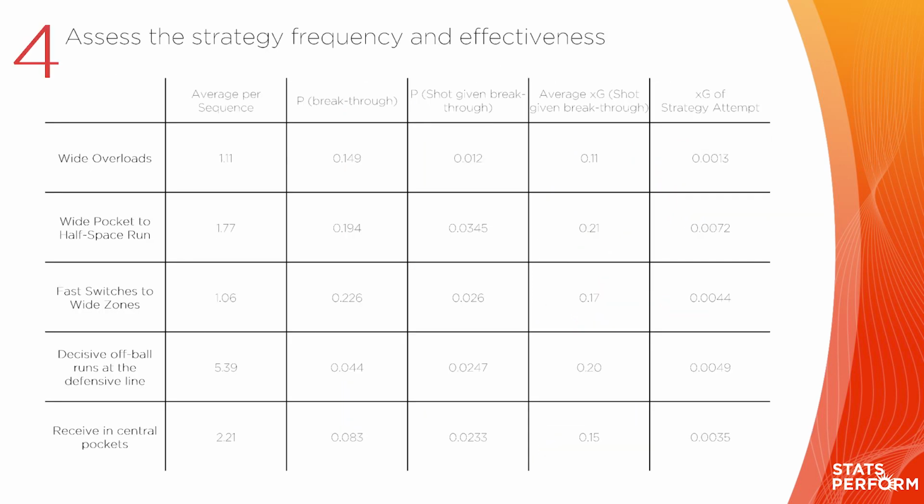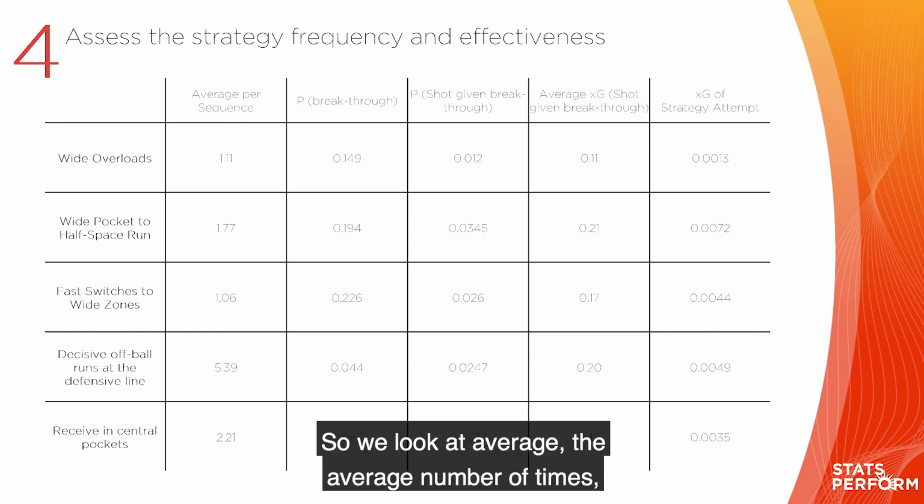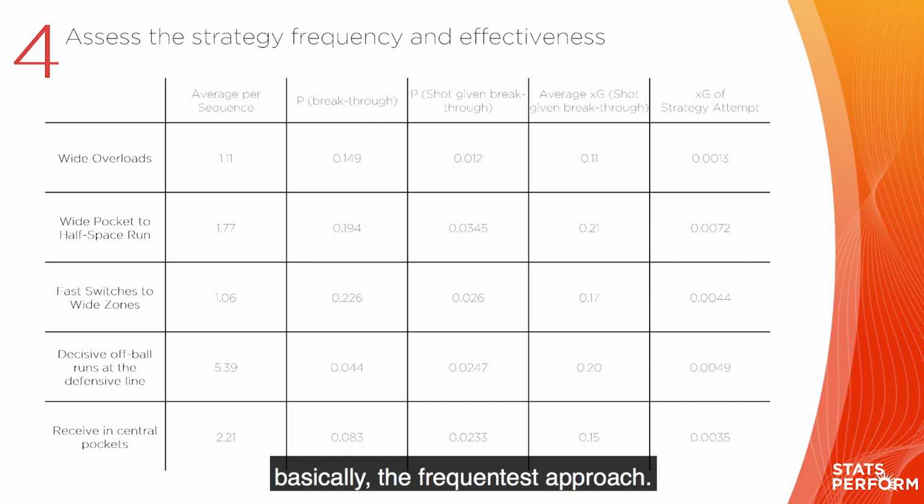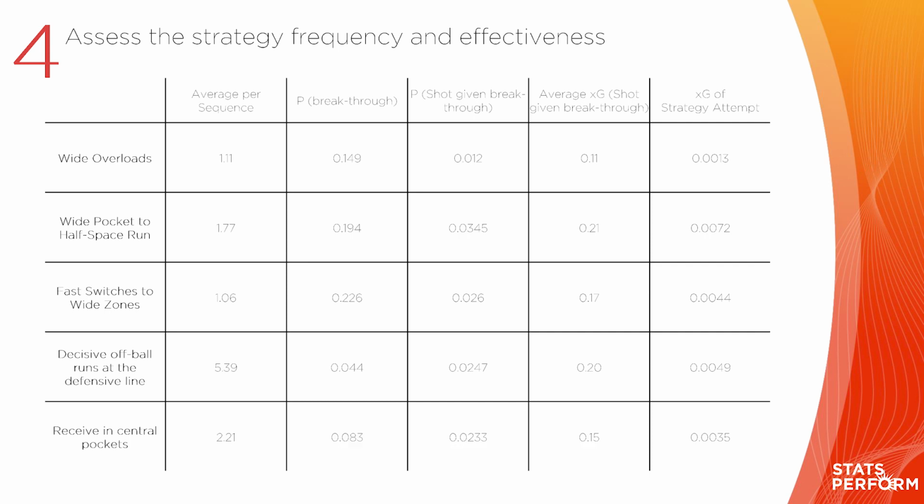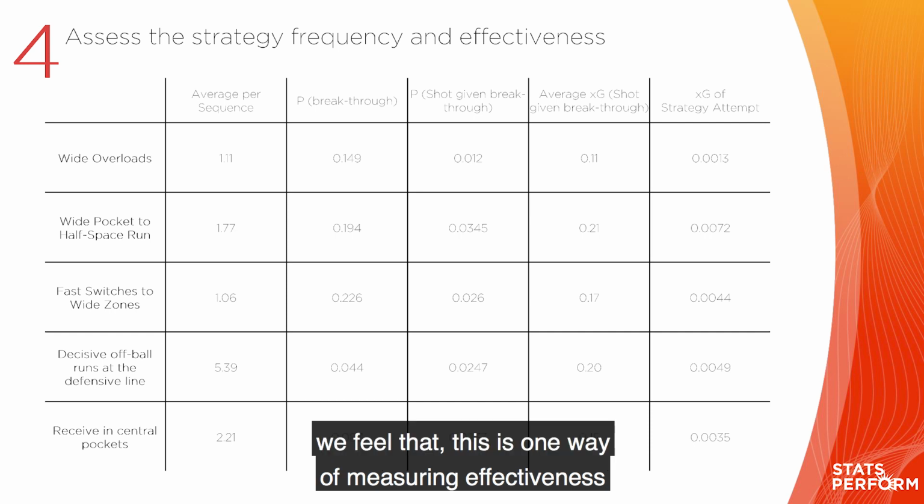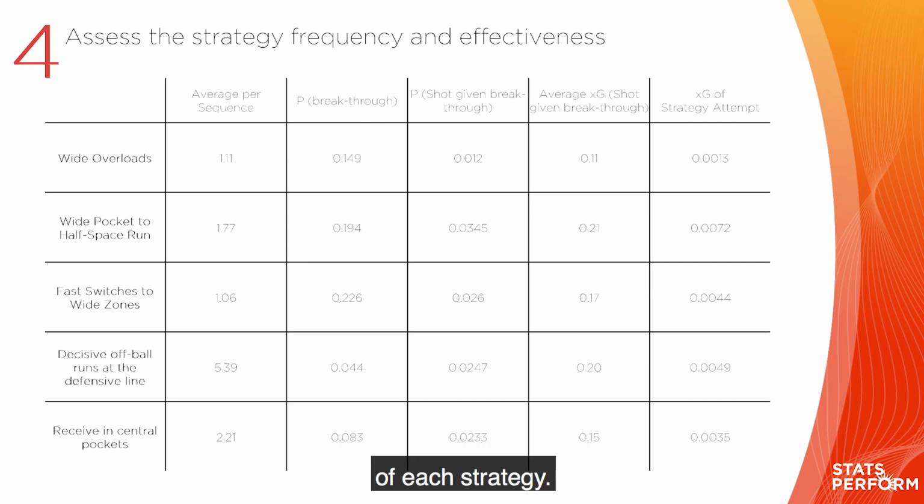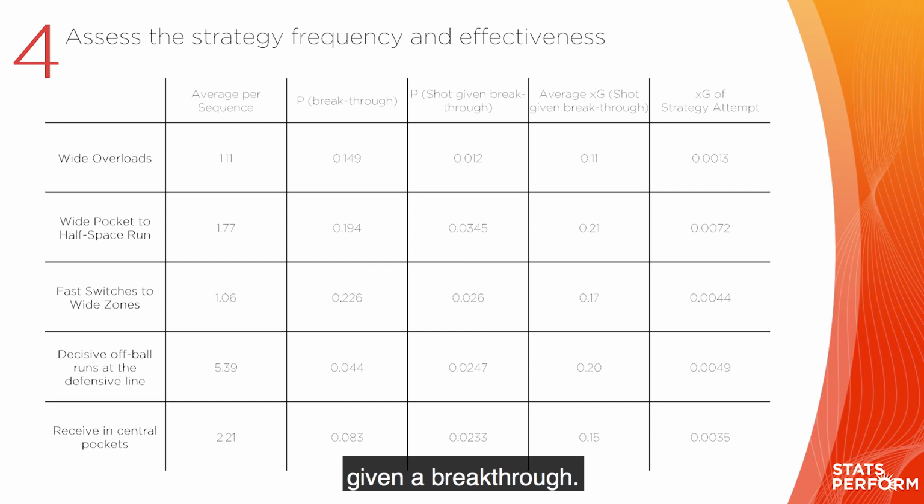So we need to analyze these frequencies, right? We look at the average number of times, basically a frequentist approach, that we use either of these strategies. We found the probability of a breakthrough from using each of these strategies. We feel that this is one way of measuring the effectiveness of each strategy. We also found the probability of getting a shot away given a breakthrough.